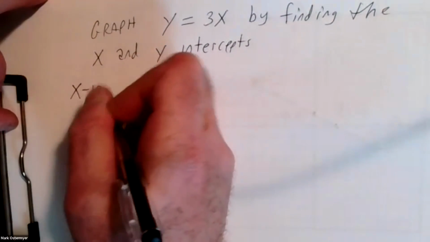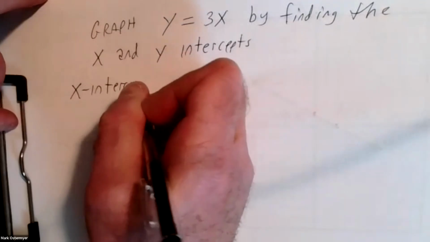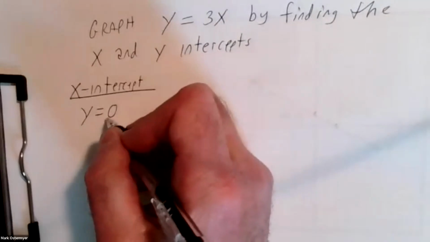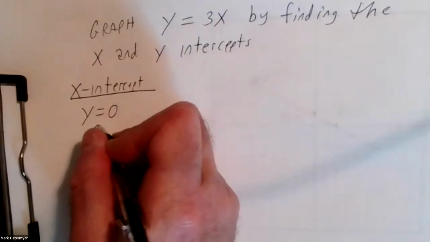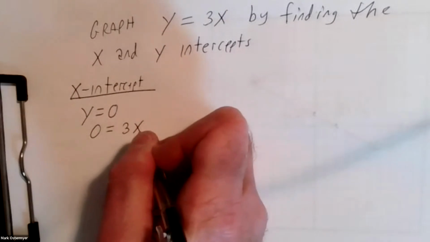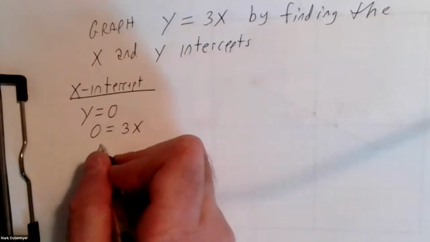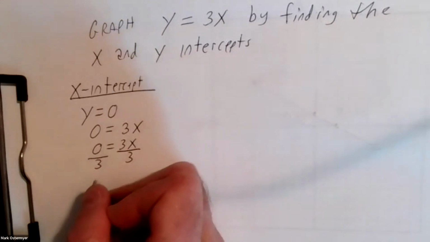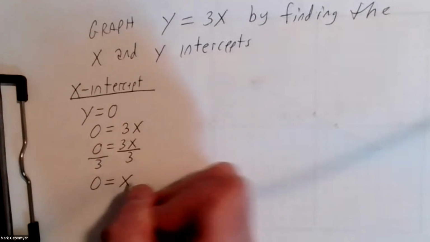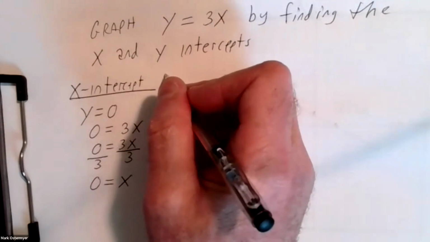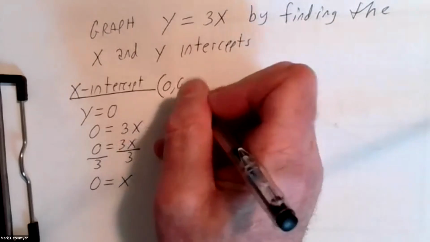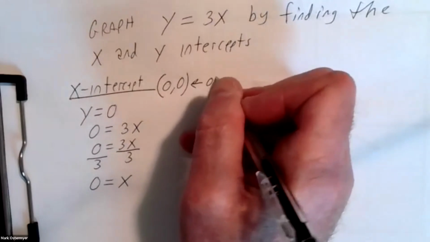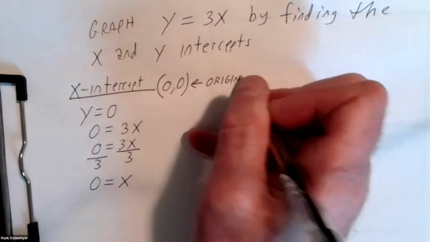Well, to find the x-intercept, we're going to set y equal to 0. Take 0, replace the y variable with 0. We have this equation here that has to be solved for x. To solve for x, we divide both sides by 3. And we get 0 is equal to x. So my x-intercept is going to be the ordered pair (0, 0). Well, ladies and gentlemen, (0, 0) happens to be the what? The origin. Do you agree? Looks like the x-intercept's the origin.